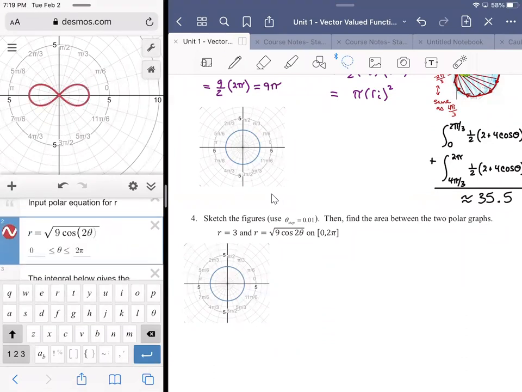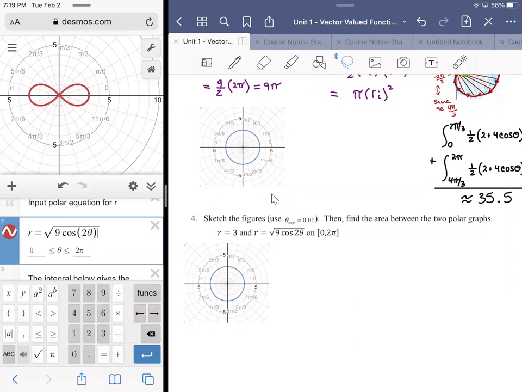Theta. Fat finger strike again. All right, so what we're looking at here looks like an infinity symbol, but we do need to verify that it's one full loop in that 0 to 2 pi domain.